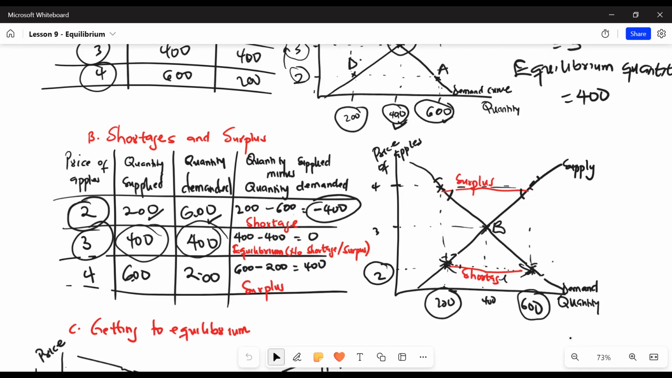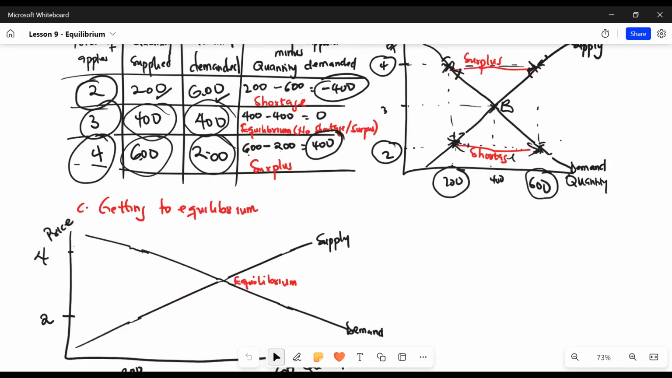When price rises above the equilibrium price to 4, quantity supplied is 600 and quantity demanded is 200. When you subtract quantity demanded from quantity supplied, you end up with a surplus of 400. To represent this on our curve, we notice that when price is 4, quantity supplied is 600 and quantity demanded is 200. The difference between supply and demand in this case is the surplus. Surplus means that producers are selling more than consumers are willing and able to buy. So this is shortage and surplus.